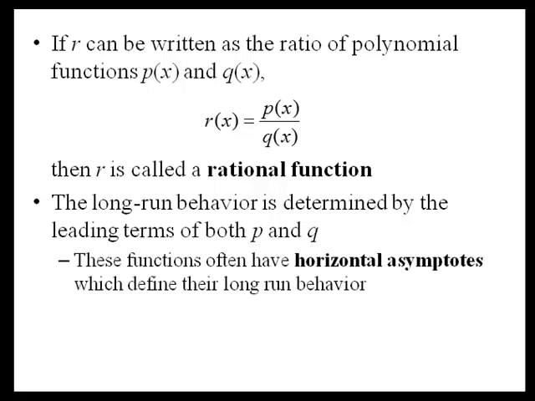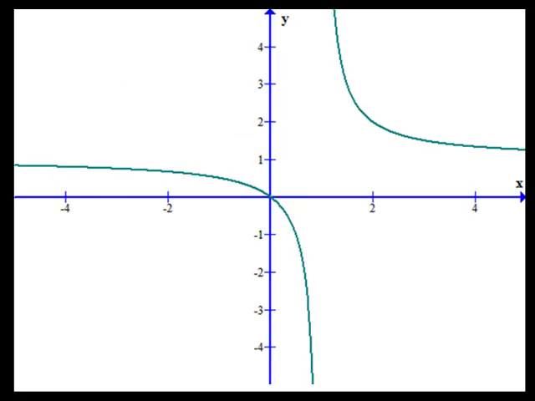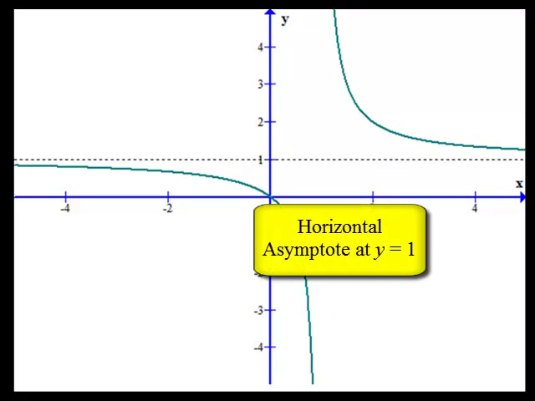These functions often have what we call horizontal asymptotes, which define their long-run behavior. So here's an idea of what a horizontal asymptote would be. Notice that this graph levels off at y equals 1. So this graph has a horizontal asymptote at y equals 1.